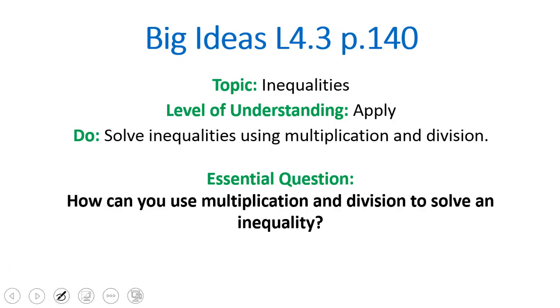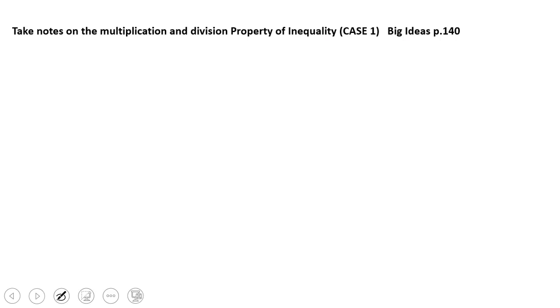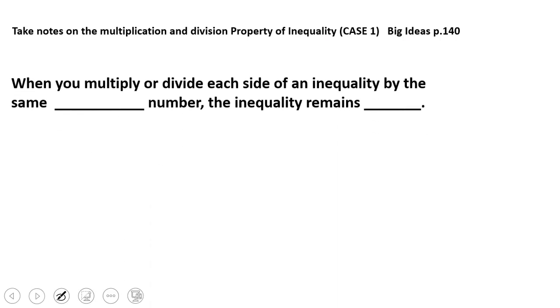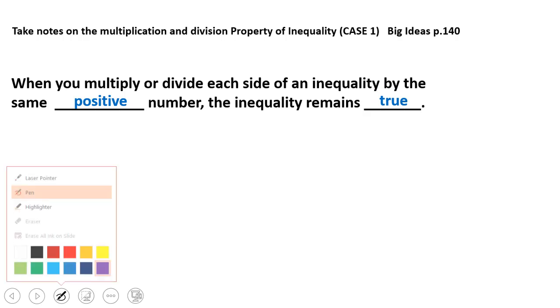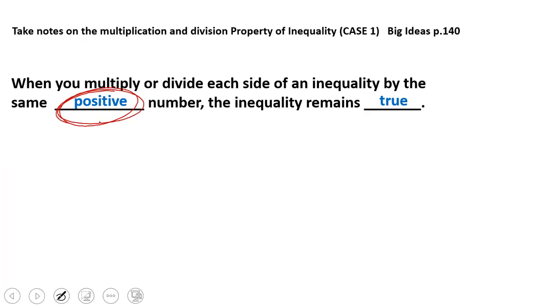Right from the top of page 140, you should have taken some notes. And those notes should have said that when you multiply or divide each side of an inequality by the same positive number, the inequality remains true. This is very important. Positive number. Case 1 is multiplying or dividing with positive numbers to solve the inequality.